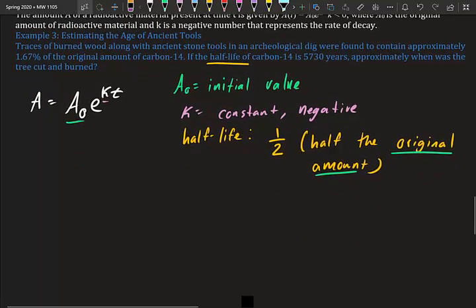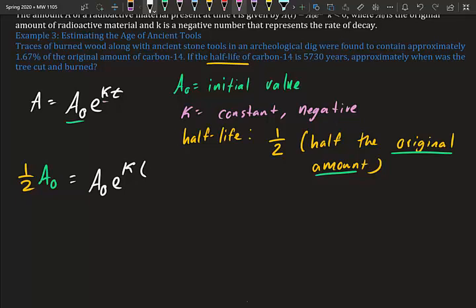So we're stated that at the time we found this tree, and how decay works for radioactive material like carbon-14, it's half-life. So it's half the original amount. And that equals our original amount times e to the power of k t, and we do have our time. It's 5,730 years, because that's the half-life of carbon.